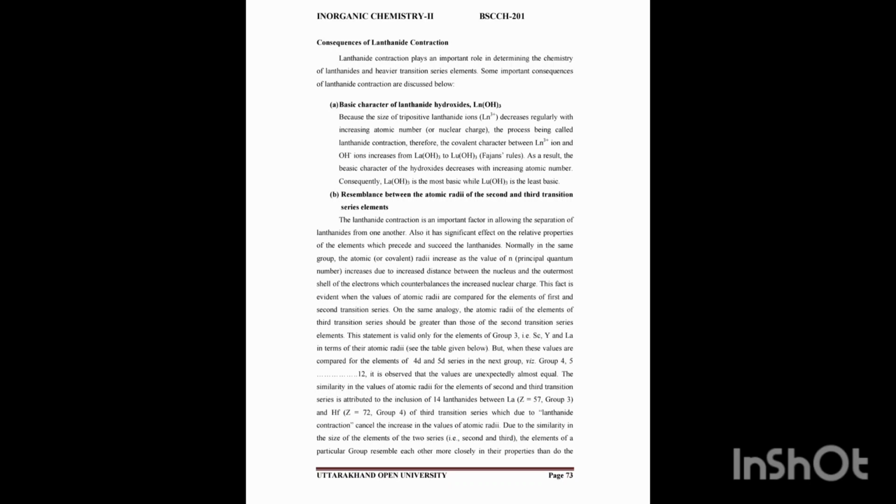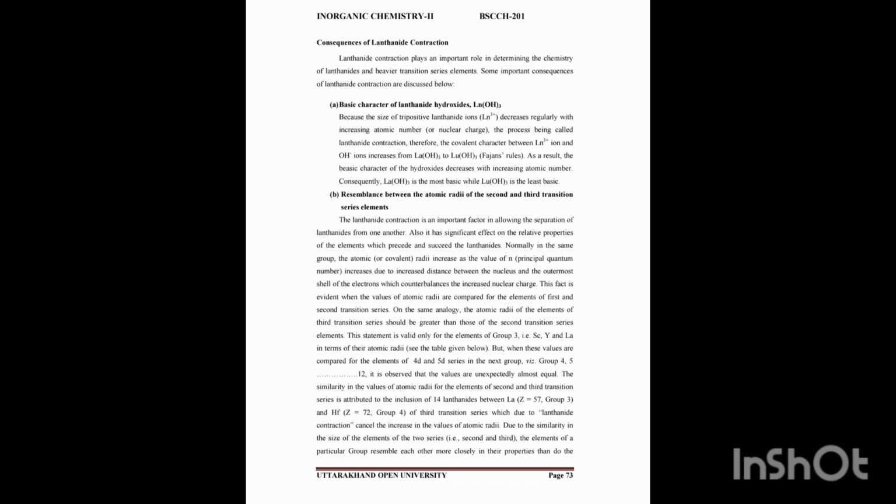Consequences of lanthanide contraction. Lanthanide contraction plays an important role in determining the chemistry of lanthanides and heavier transition series elements. Some important consequences are discussed below. First, the basic character of lanthanide hydroxides, Ln(OH)3. Because the size of the tri-positive lanthanide ion decreases regularly with increasing atomic number or nuclear charge, the process being called lanthanide contraction, the covalent character between Ln3+ ions and OH- ions increases from La(OH)3 to Lu(OH)3, according to Fajan's rules. As a result, the basic character of the hydroxide decreases with increasing atomic number. Consequently, La(OH)3 is the most basic while Lu(OH)3 is the least basic.